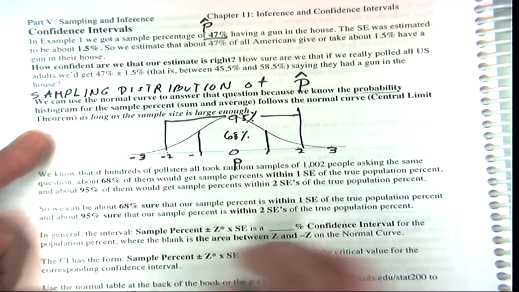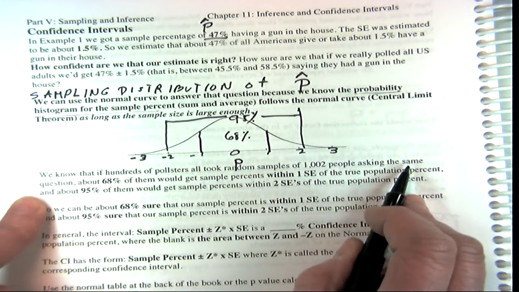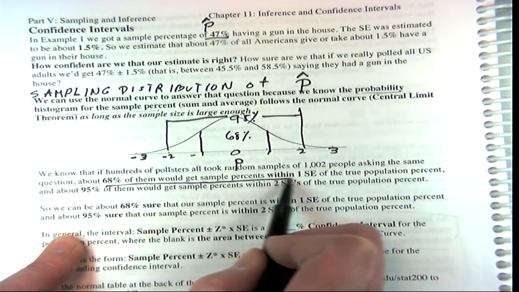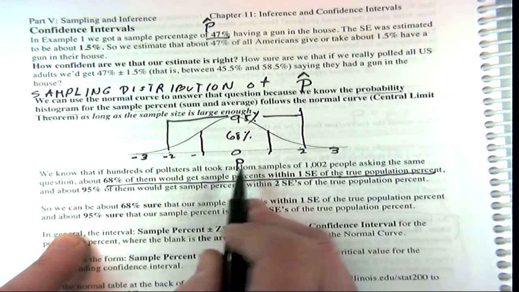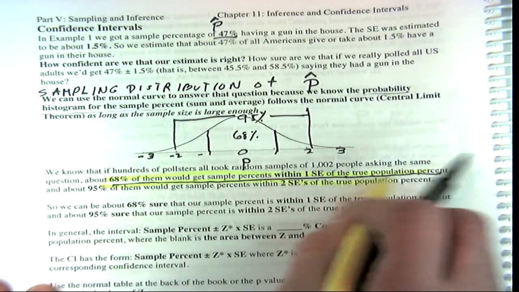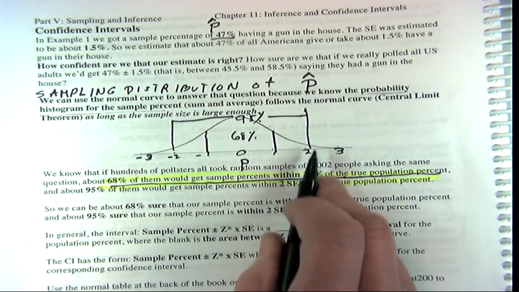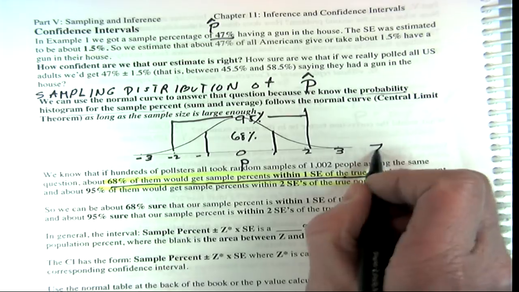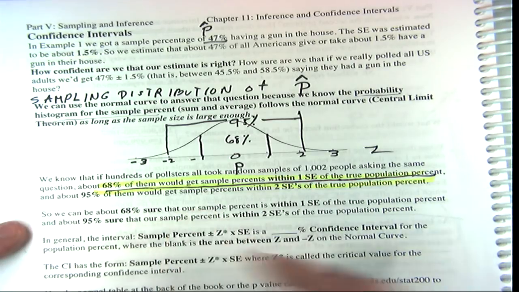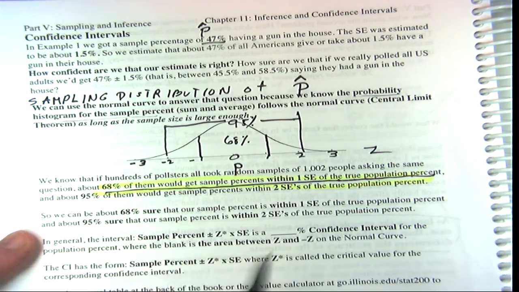So we know that if hundreds of pollsters all took random samples of the same size, asking the same question, about 68% of them would get sample percents within one standard error of the true population percent, P. All right? That's the idea. And 95% of them would get within 2. Because within 2, the z-scores, this is a z. These are your z-scores here. All right? So we can be about 68% sure that our sample percent is within one standard error of the true population percent. All right.